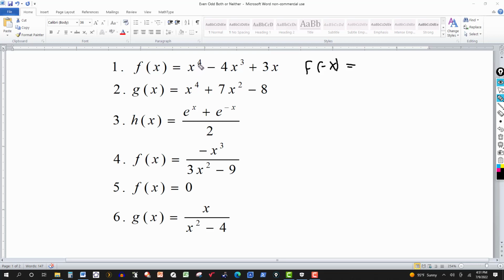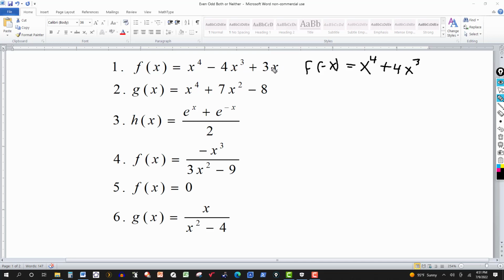So minus x to the 4th power is x to the 4th. Because it's an even exponent, it cancels the negative. So now this one here, put a minus x where the x is. So because this is an odd power, the minus stays. And it's going to cancel this minus, so that'll be a plus. And this will be 4x to the 3rd.